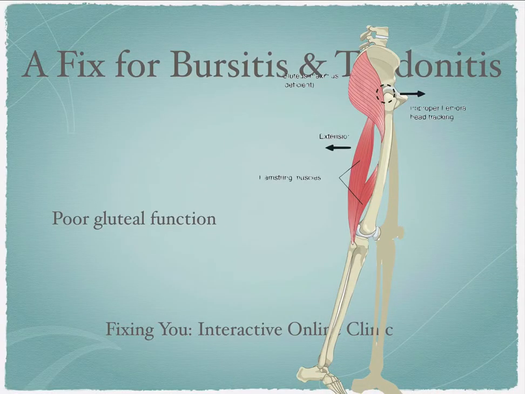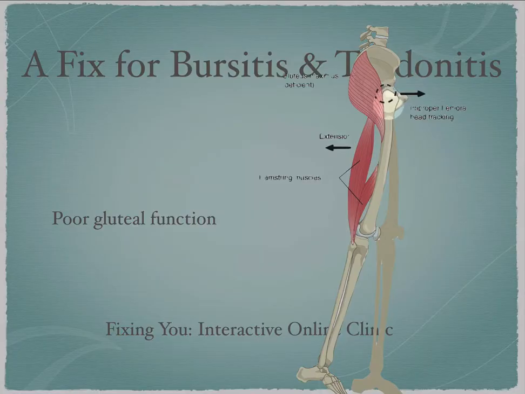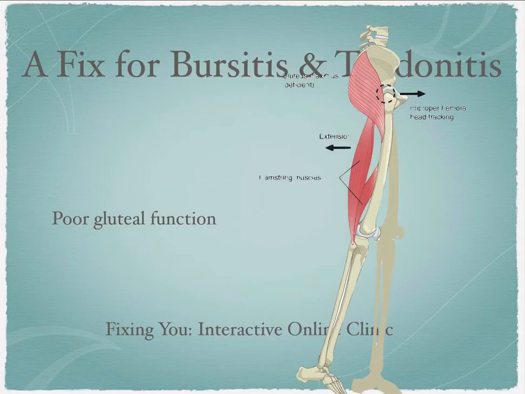Let's go down to the hip now. For hip bursitis, I often find that poor gluteal function, or poor butt muscle function, is at the source of the issue. This butt muscle is the primary controller of the hip joint. And when it isn't working, the hip joint starts to slide around and get a little sloppy, which then causes a lot of stress to the bursa and tendons around the hip joint.